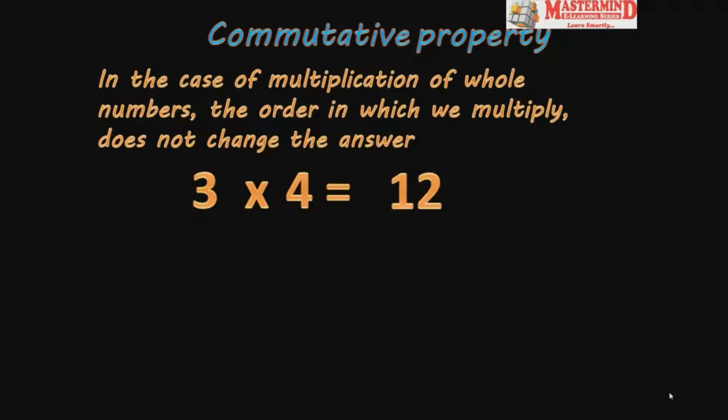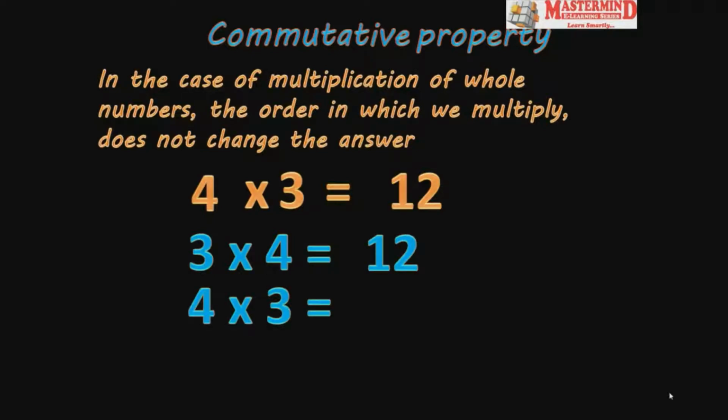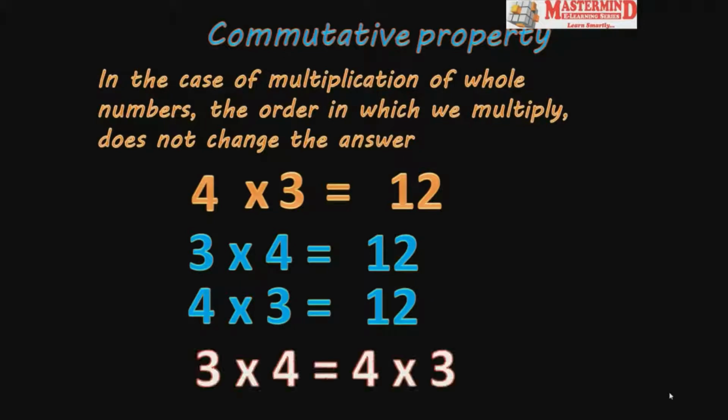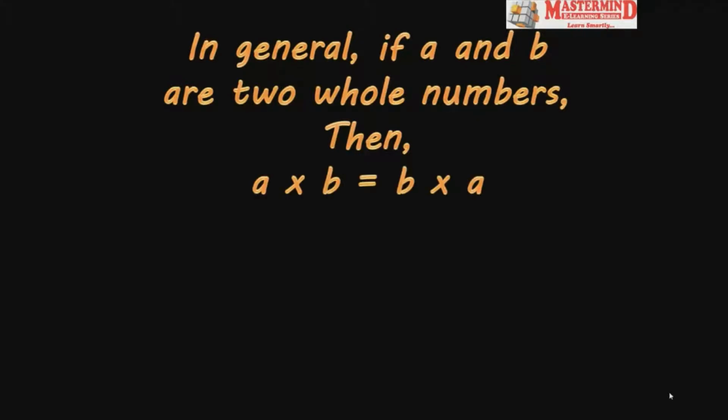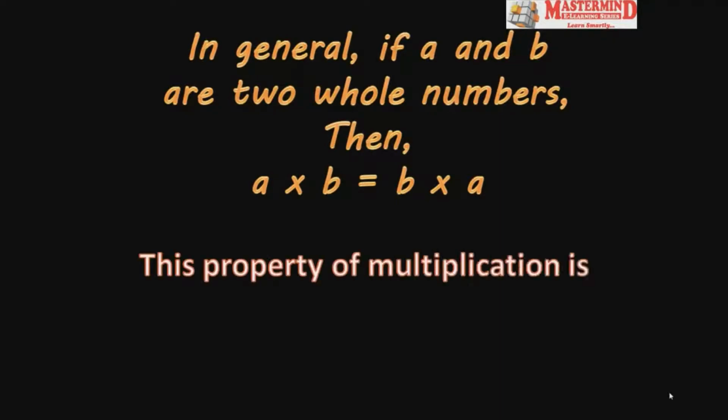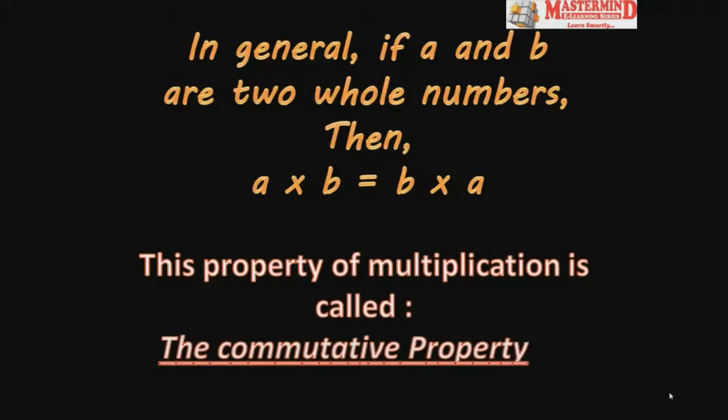Now if you interchange the places of this 3 and 4, so we have 4 times 3 and that is also 12. Right? So we can say that 3 times 4 is 12 and 4 times 3 is also 12. So that means 3 multiplied by 4 is equal to 4 multiplied by 3. So that means in general, if A and B are two whole numbers, then A multiplied by B is equal to B multiplied by A. So this is known as the commutative property of multiplication.